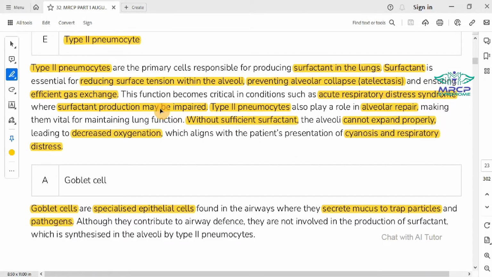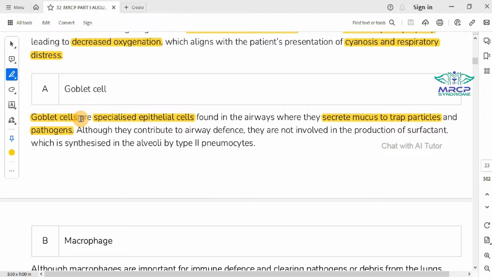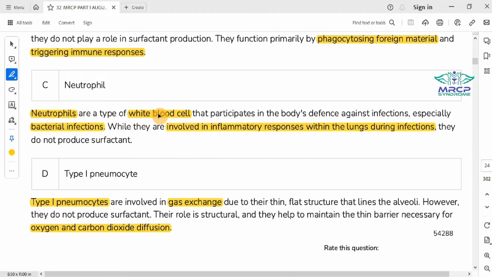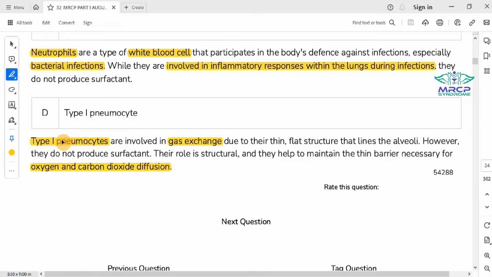Goblet cells are specialized epithelial cells found in the airways, where they secrete mucus to trap particles and pathogens. A neutrophil is a type of white blood cell that participates in the body's defense against infection, especially bacterial infection. While they are involved in the inflammatory response within the lungs during infections, they do not produce surfactant. And type 1 pneumocytes are involved in gas exchange.